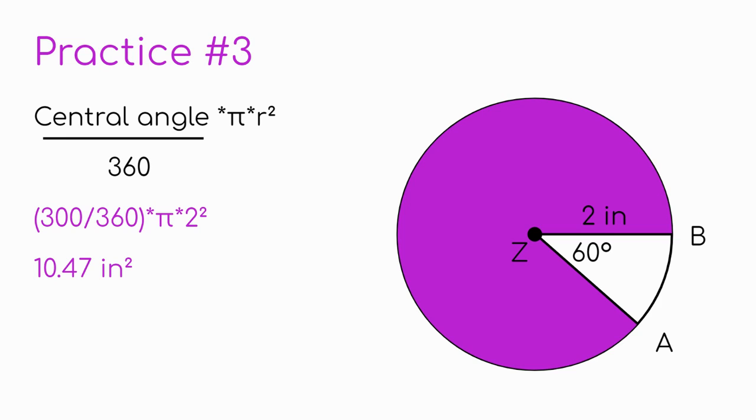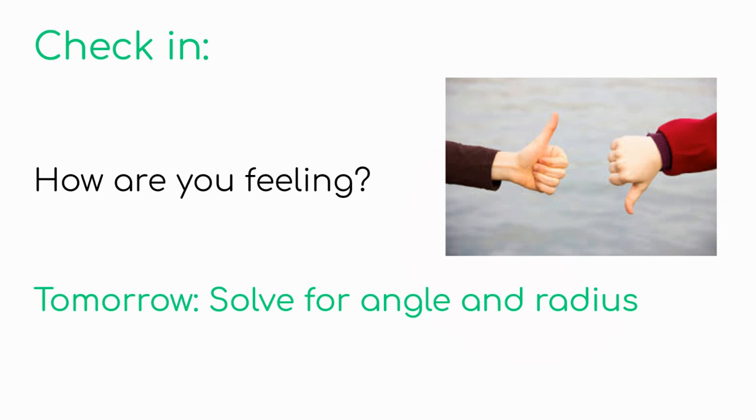It's not any different than arc length. Just make sure that you're using the right part of the formula. If you're doing arc length, that's 2 pi r. If you're doing sector area, that's pi r squared. So watch out on your exit ticket because I did put the answer for arc length in there. Don't pick it. Make sure you're doing pi r squared.